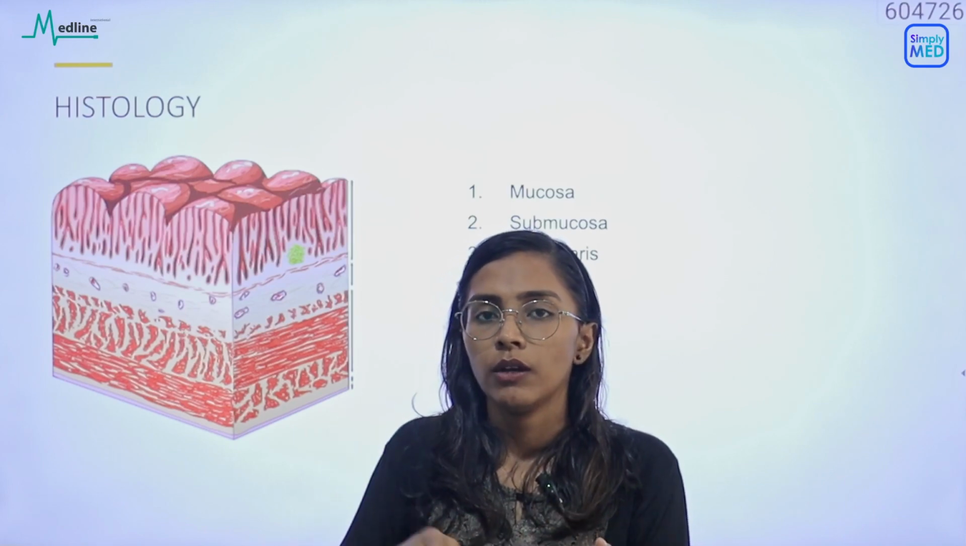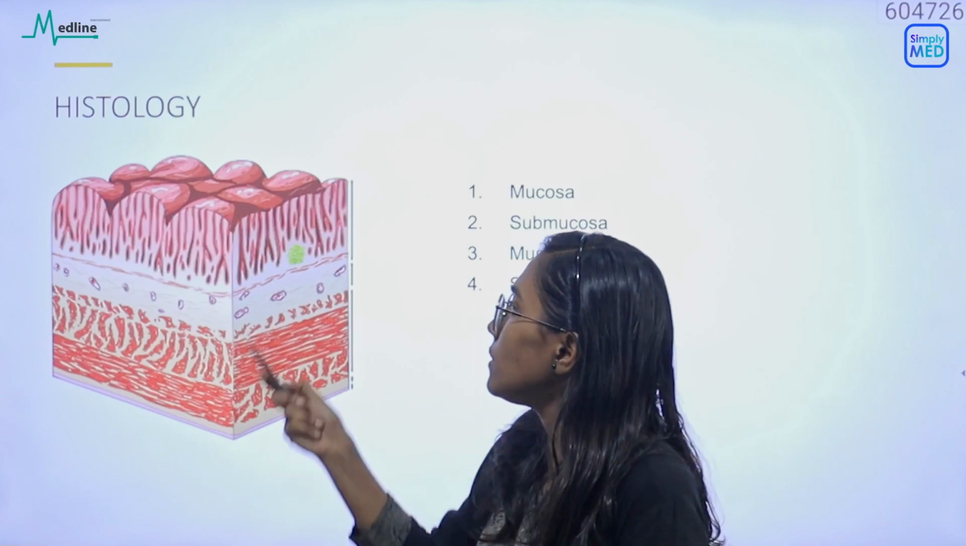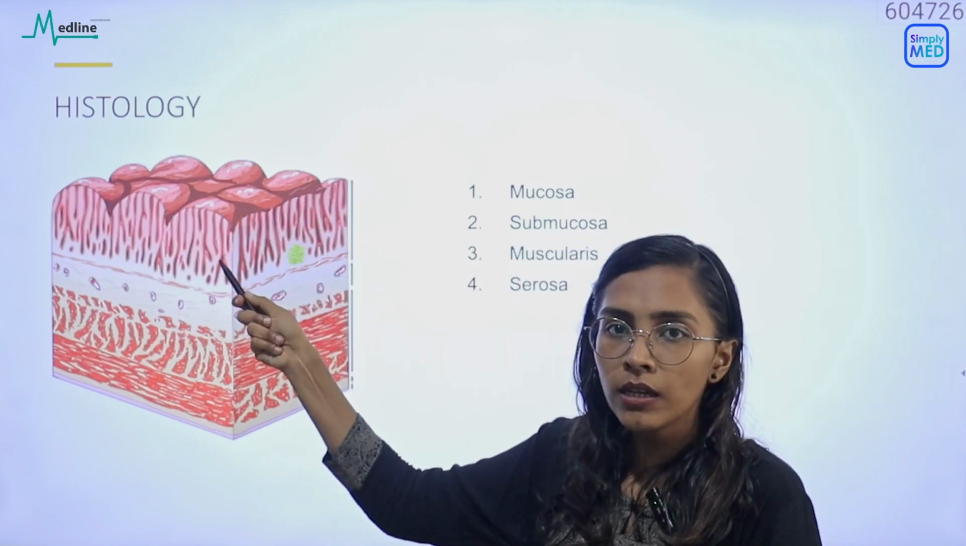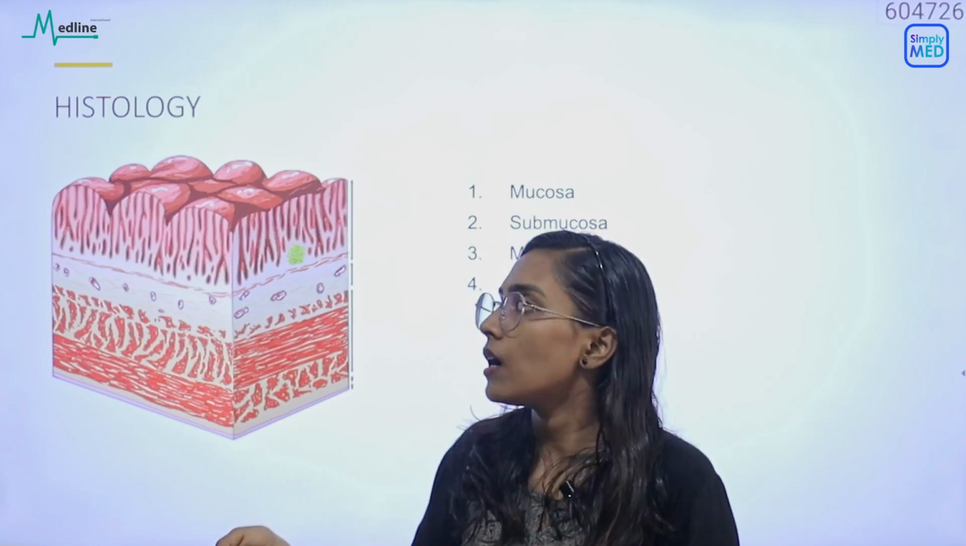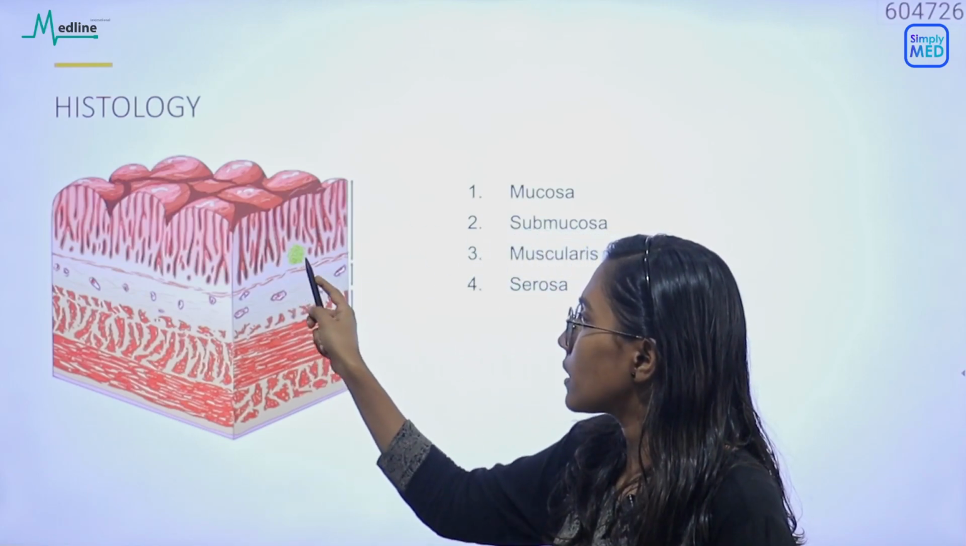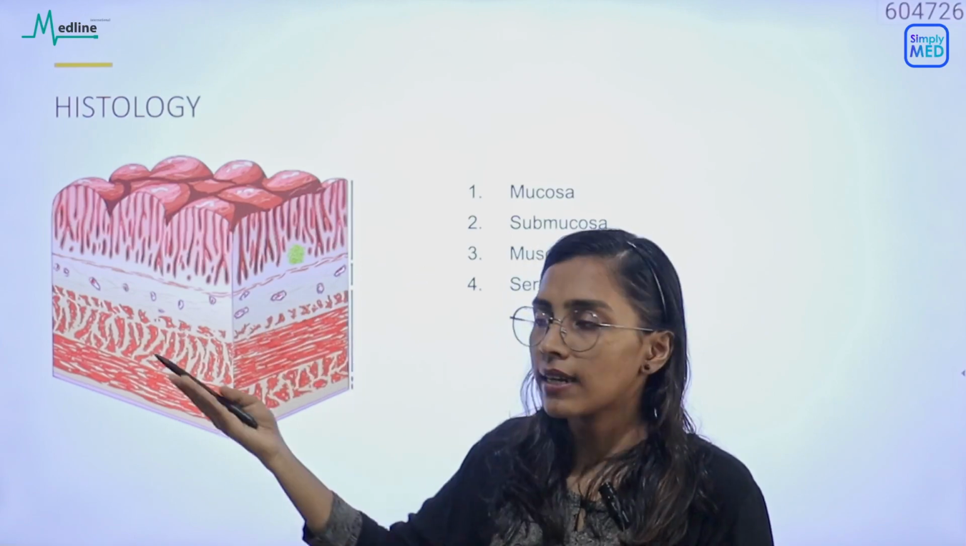Okay. So the one which lines the lumen of the stomach, that is the innermost layer, is the mucosa. It is in this mucosa that the gastric glands are present. Here, a green colored structure is marked. So it's a gastric gland.